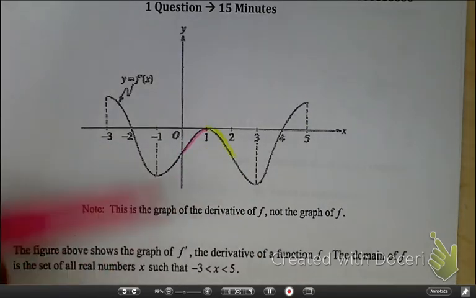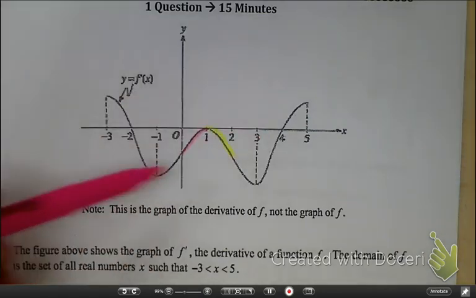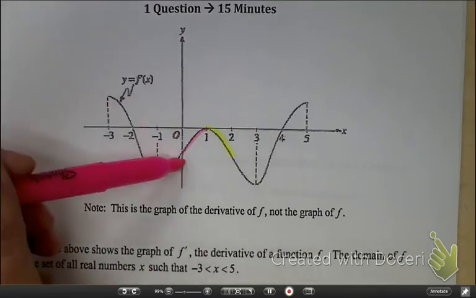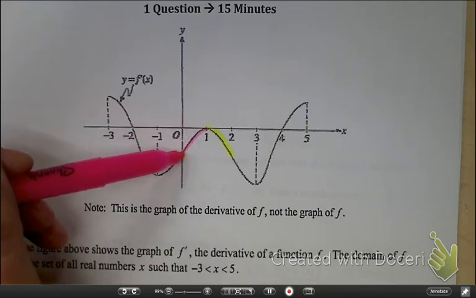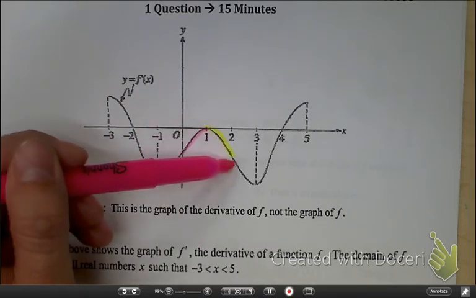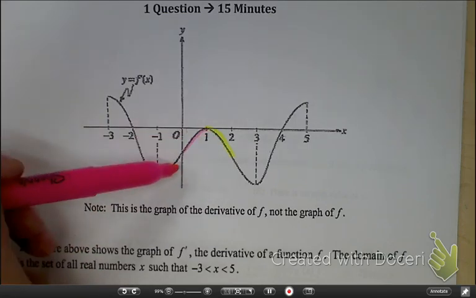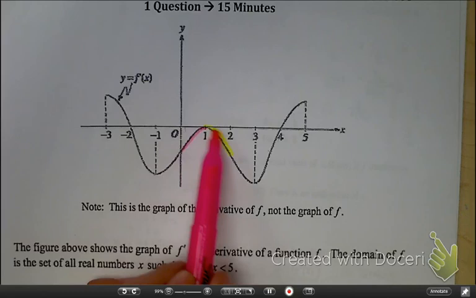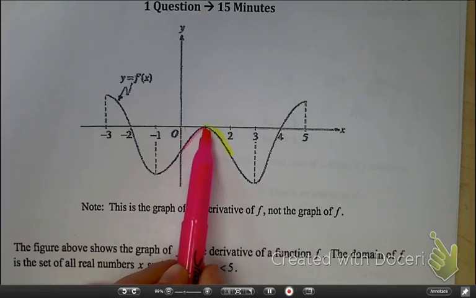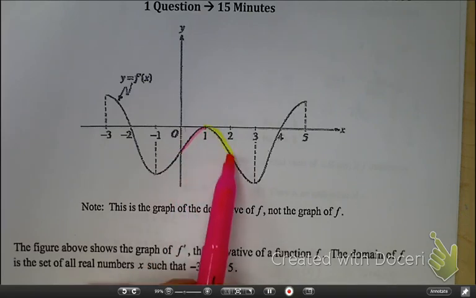Now, because this is a graph of the first derivative, and because in between 0 and 2 the first derivative is always below the x-axis, that means the first derivative is negative. Well, since the first derivative is negative, that means the original function was always decreasing in between 0 and 2. So here it's decreasing concave up, and here it's decreasing concave down.